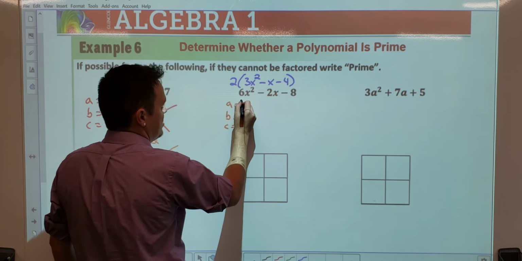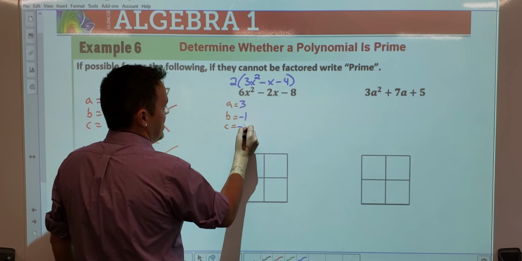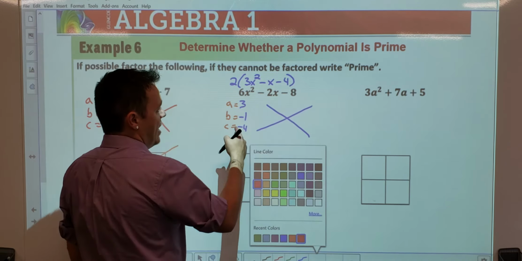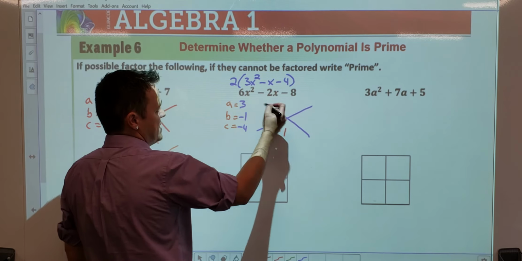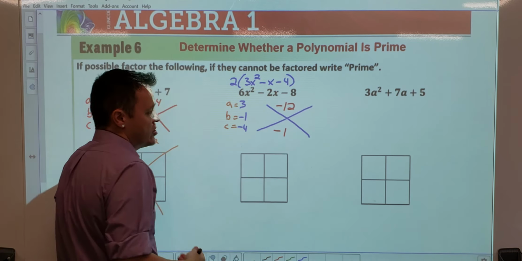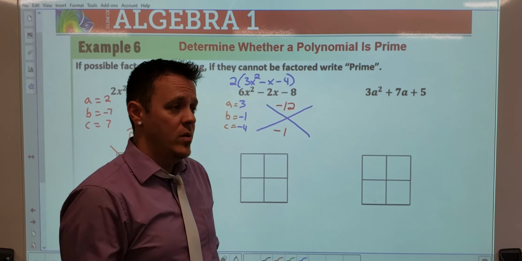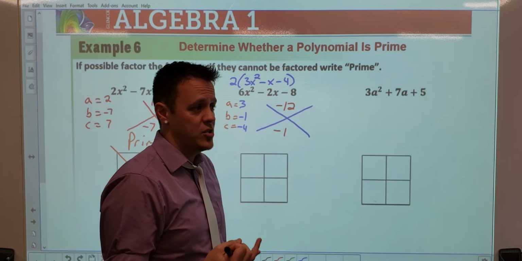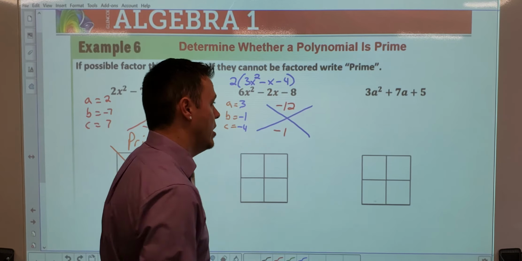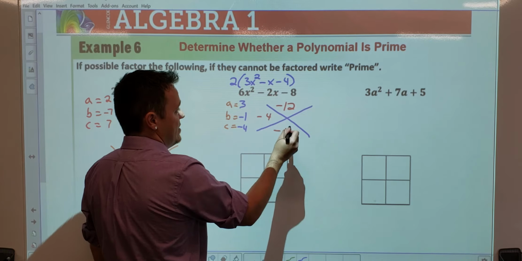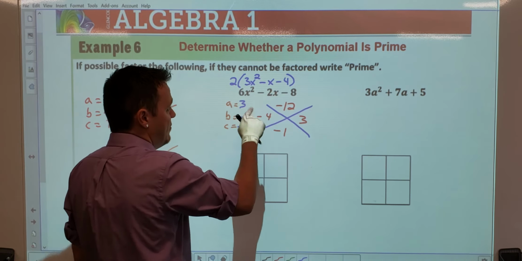Now let's change the values here. 3, negative 1, and negative 4, right? So let's see if we can factor this out. Now my b is negative 1, my c would be negative 12. What two numbers, when they multiply together, make negative 12? So we would have to think of our multiplications. We got 1, 12, 2, 6, 3, and 4. If I subtract 3 and 4, can I get negative 1? I can, if it's negative 4 and 3. So I can factor this one.